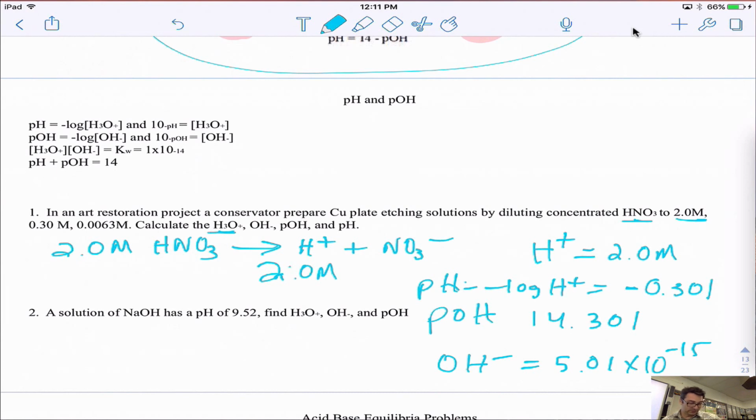Now what I'd like you to do is try that for these values too, to look at the pH, the pOH. And I'd also like you to try this for OH minus, for NaOH here, and finding OH minus when I give you the pH. We'll go over these tomorrow in class.